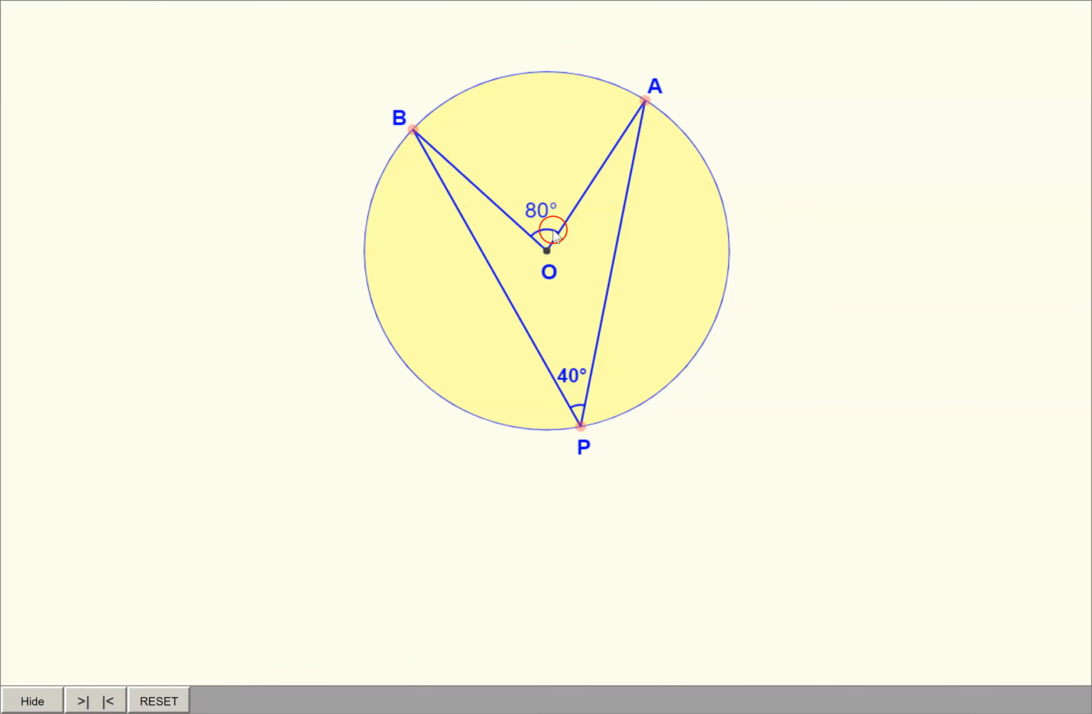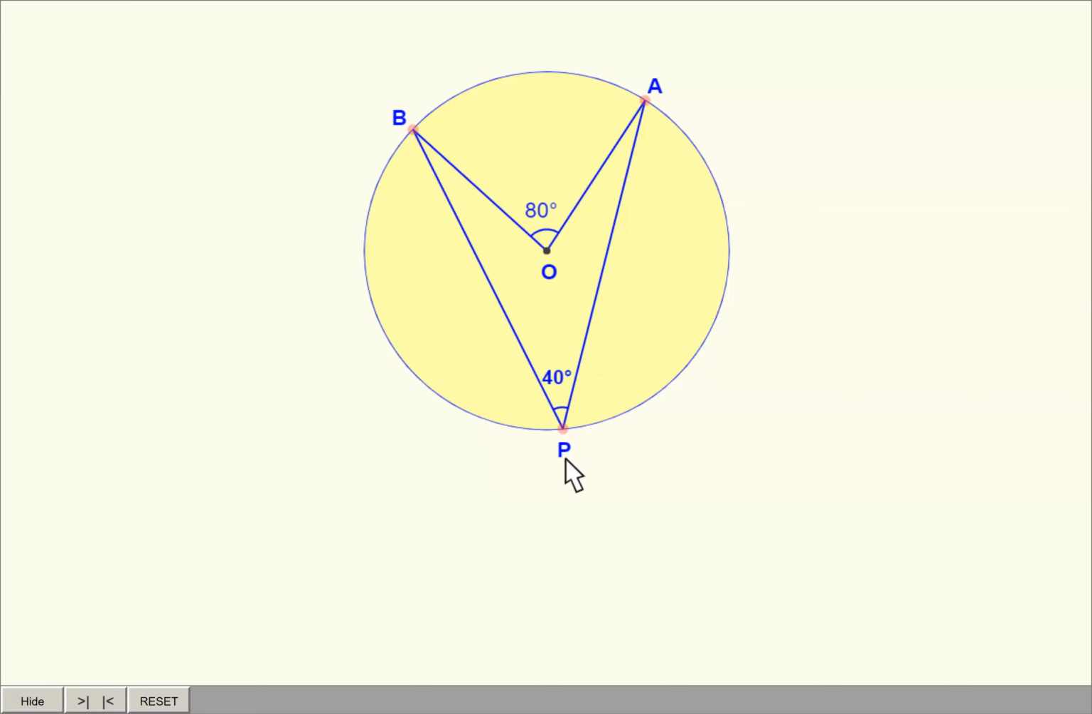So if you look at this, the central angle has a measure of 80 degrees, and that is also the measure of arc AB. Arc AB has a measure of 80 degrees also. Well, the inscribed angle has a measure of 40 degrees. 80 degrees, 40 degrees. Seems like there's a relationship there.